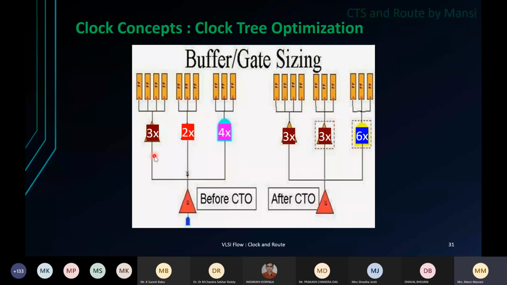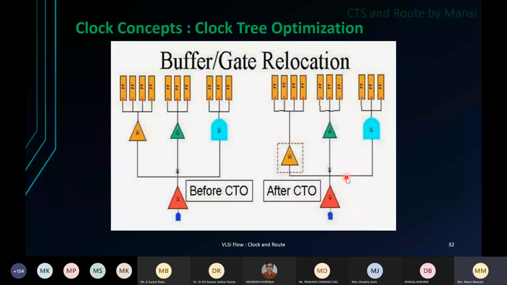Here, it's using 2x. But if it sees that this net is violating max cap or max tran, then it's definitely going to upsize the buffer to 3x. Here also it upsized from 4x to 6x. So this is what clock tree optimization does. This is a much better tree than here. Here you will not see such issues like max tran and max cap violations.